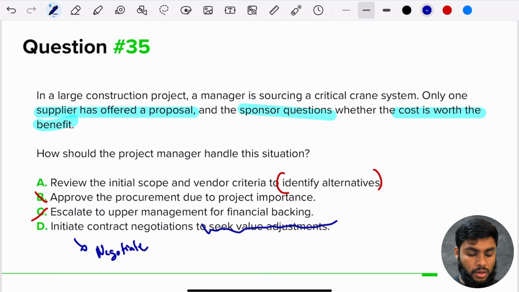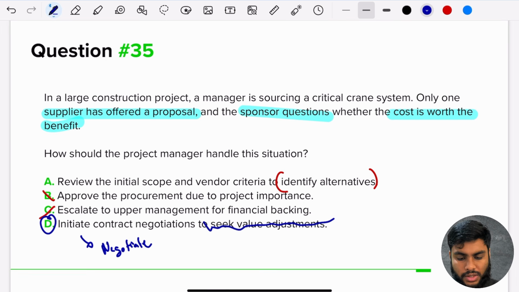We're practicing that, okay? But what I would do instead is principle number one. I would say, you know what? Let's discuss this proposal with the supplier and see what we can do. Okay, that's what I would do. But D is going to be the best answer in this case.